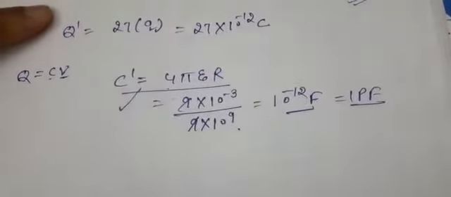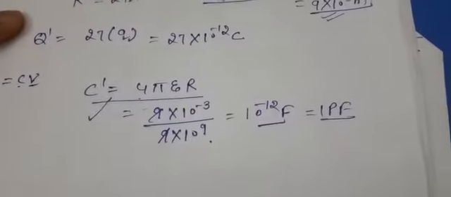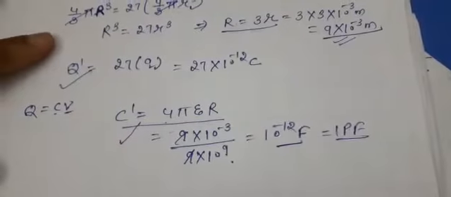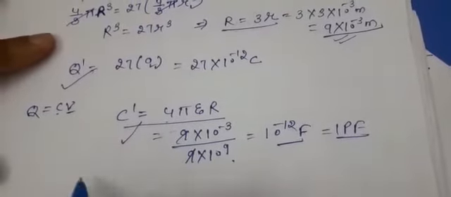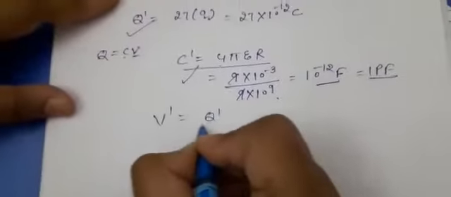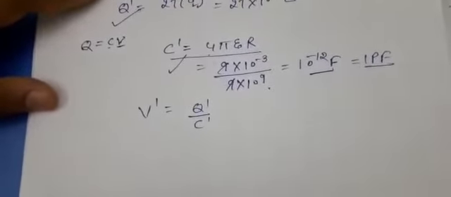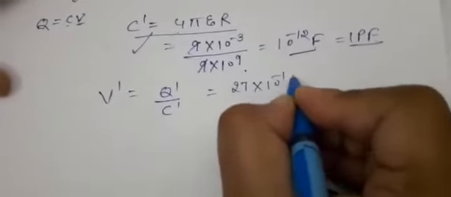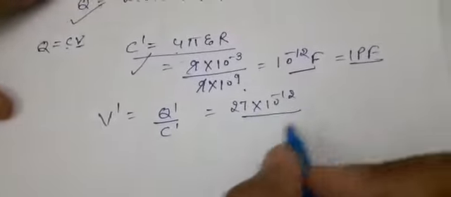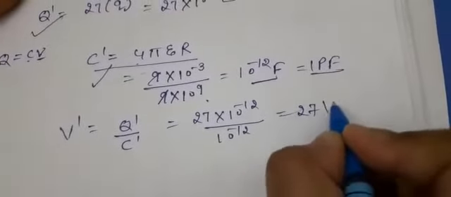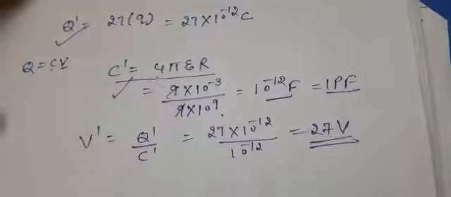So from here you have calculated the value of capacitance. Charge is there. So as per the statement, now what is required? Potential. So potential will be given by charge per unit capacitance. So here it will be 27 × 10 raised to the power minus 12 charge, and capacitance is 10 raised to the power minus 12. So it will come out to be 27 volt.